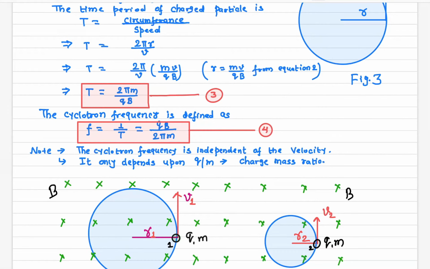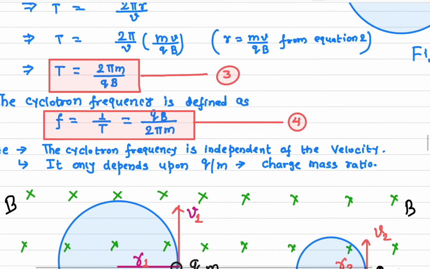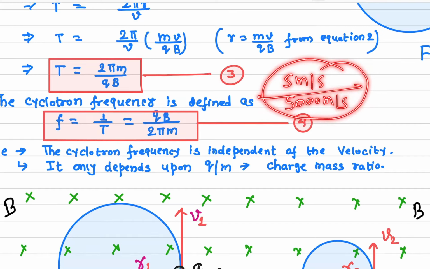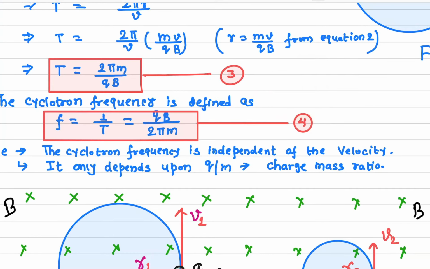And here is such an important point I would like to make. You see, the time period or the cyclotron frequency is independent of the velocity. It does not depend on the velocity at all. That means whether an electron is moving with 5 meters per second or 5,000 meters per second, it will take exactly the same time to complete one orbit.